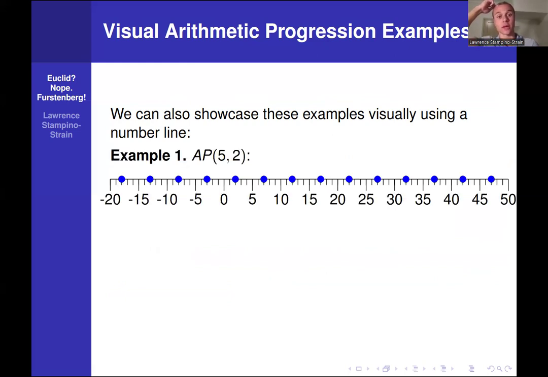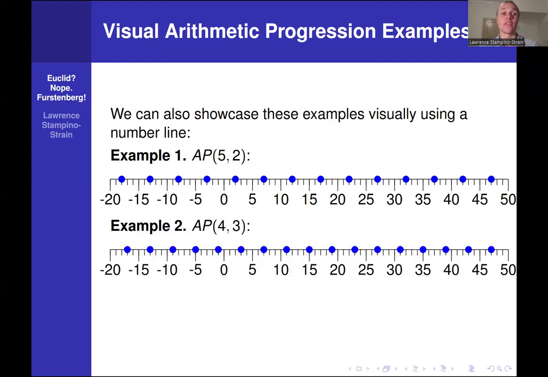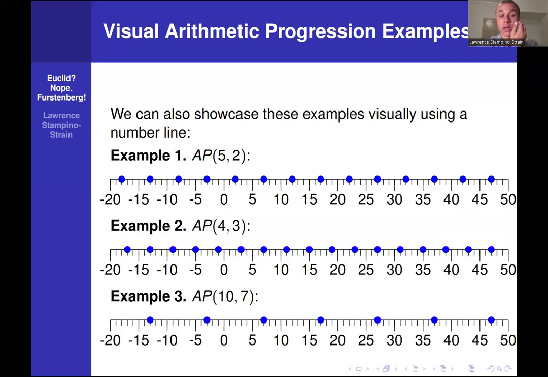So our first example, example 1, we have AP52, and it's conveyed with this number line. It's important to note that AP52 is an infinite set. It's just that I don't have infinite space on my screen, so I wasn't able to show the whole set, but I was able to show everything between -20 and 50. And that's the case for the second example as well, AP43, and the third example as well, AP107.